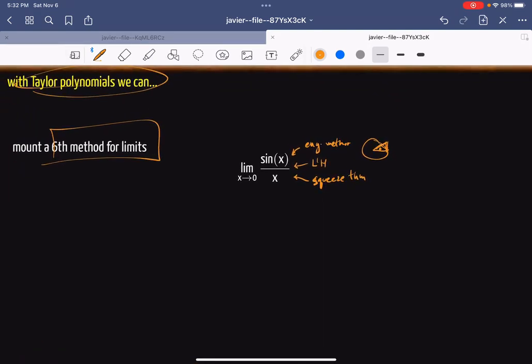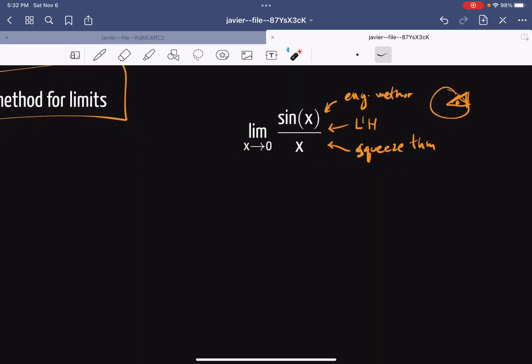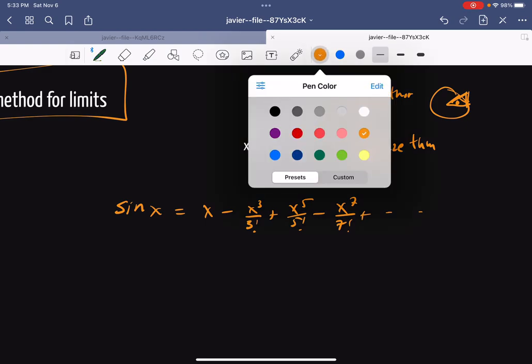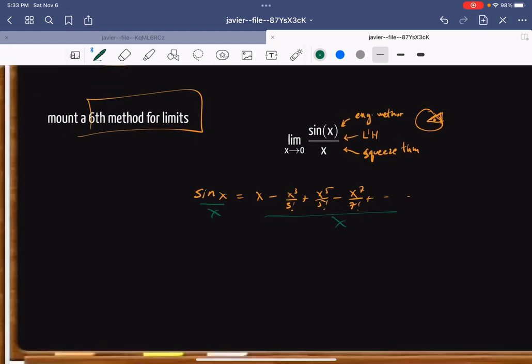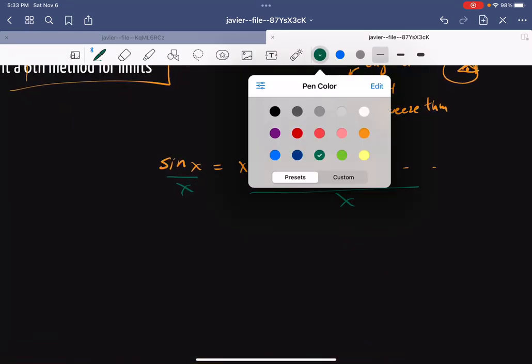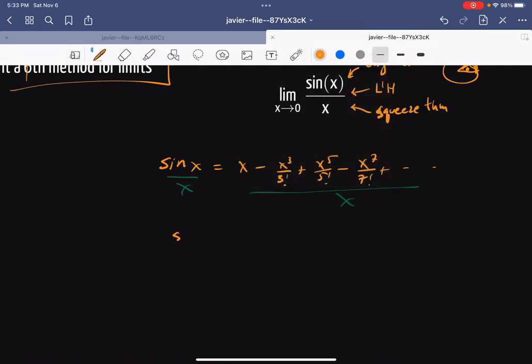Watch how we get insight into this function using Taylor polynomials. Here's how it would go. We know that sine of x is equal to x minus x to the third over 3 factorial plus x to the 5 over 5 factorial minus x to the 7 over 7 factorial, on and on and on. Now, what would happen if we divide both sides by x? Well, this becomes sine of x over x, and this becomes 1 minus x squared over 3 factorial plus x to the 4 over 5 factorial minus x to the 6 over 7 factorial, and on and on.